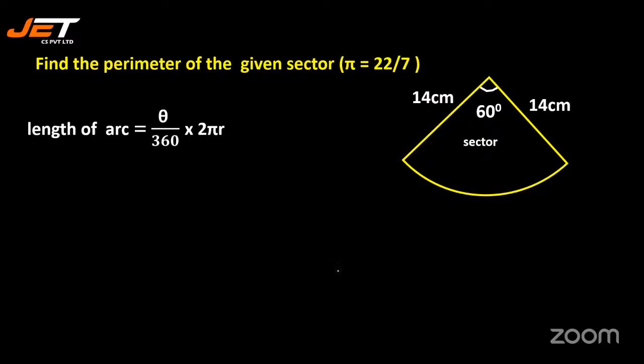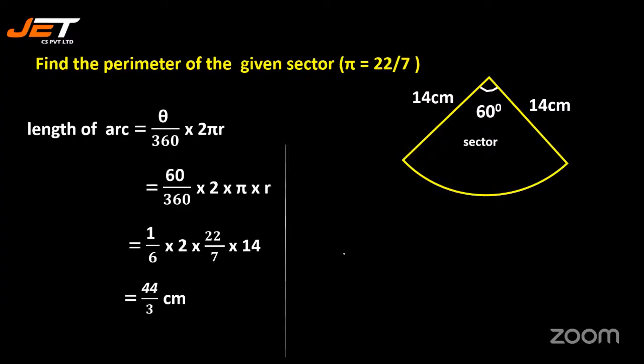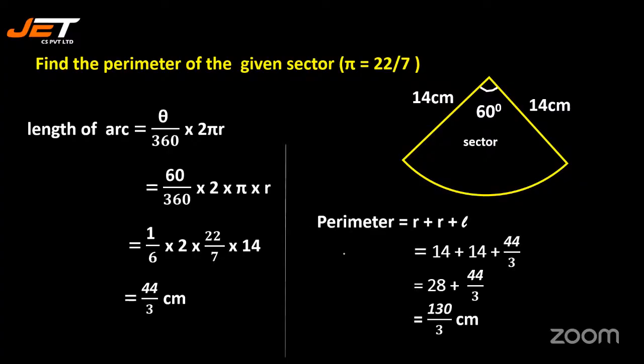All right, see the next one. The length of the arc is theta by 360 into 2 pi r. So we have 60 by 360 into 2 into pi into r. What is r? The radius is 14. With this, we will find out the length of the arc. And next, what is perimeter? R plus L.